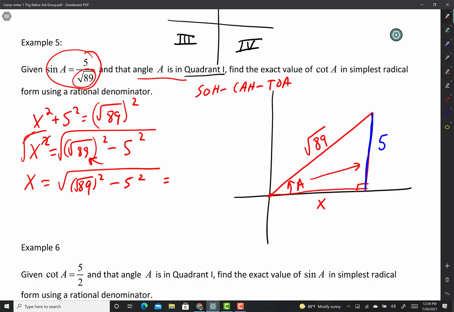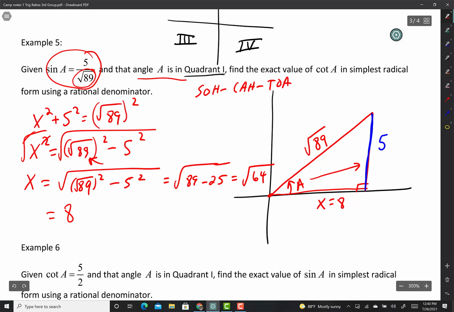So I got excited, probably. Square root of 89 squared, that's 89. 5 squared is 25. Can we do this without a calculator? Yes. Yeah, square root of 64. And the square root of 64 is 8.